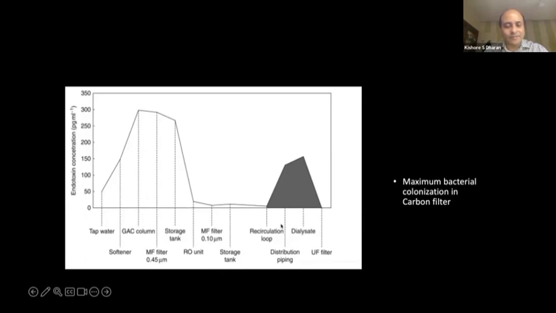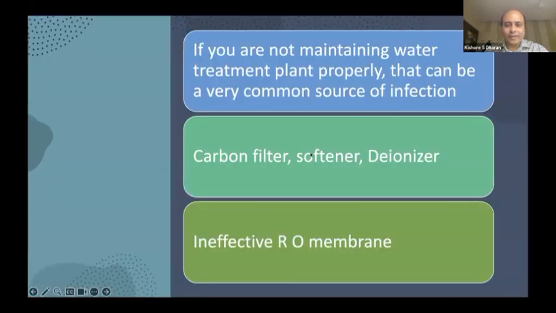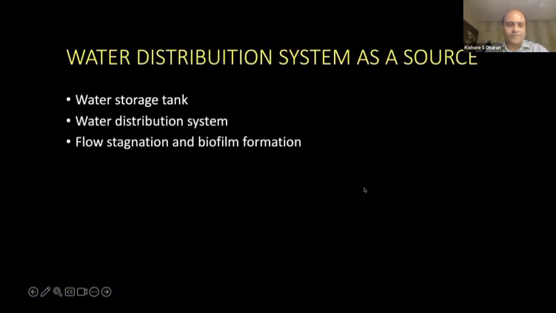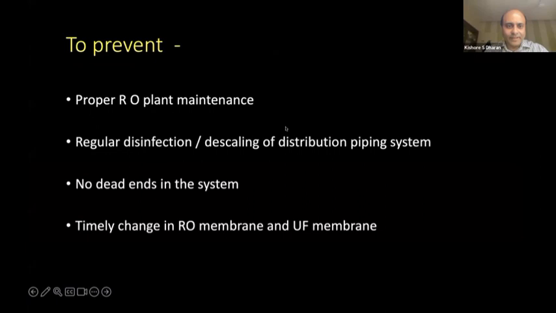So if the pre-treatment system is not functioning properly, it can cause significant endotoxin or pyrogen release into the dialysate system. All these are part of our dialysis water treatment plant, like the carbon filter, softener, deionizer, and effective RO membrane, and all have to be properly maintained. As we all know, the RO unit and ultrafiltration remove bacteria and endotoxin, whereas UV radiation kills bacteria but produces endotoxin. The water storage tank, water distribution system, and flow stagnation in the distribution system with biofilm formation are the main source.